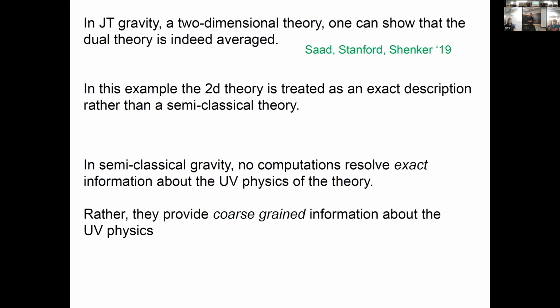But normally in a semi-classical gravitational theory in higher dimensions, we are never able to do an exact UV computation, unless it's a BPS protected quantity or something like that. So the only thing we can ever have in a semi-classical theory is some version of coarse-grained information about the UV of the theory. We never are able to compute an individual energy eigenvalue from the high energy part of the theory. So semi-classical theories, almost by definition, give some version of coarse-grained information of the UV physics of the theory. That's going to be important.